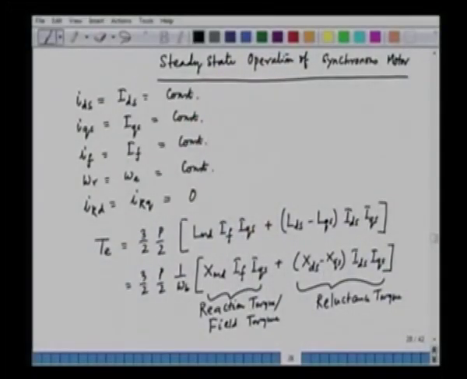In a cylindrical machine, XDS is equal to XQS. Since XDS is the same as XQS, the reluctance torque is equal to 0. So these are the two torques which appear in the steady state in a synchronous machine.